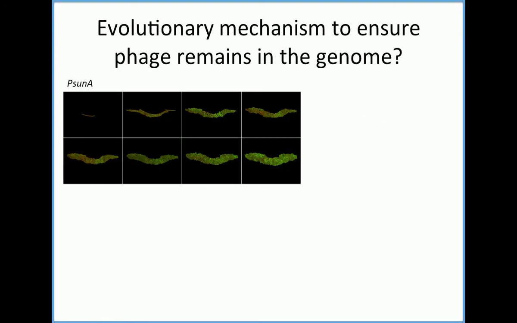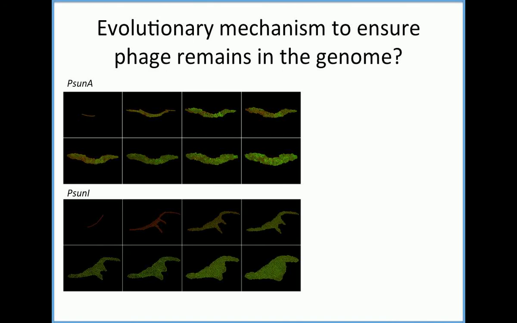So this is actually what you would have seen had I been able to show you the movie. These are time-lapse images taken from a growing microcolony expressing the PsunA GFP. As you see, when it gets into stationary phase, some cells are expressing large amounts of the PsunA promoter, and other cells are not expressing so much of the PsunA promoter.